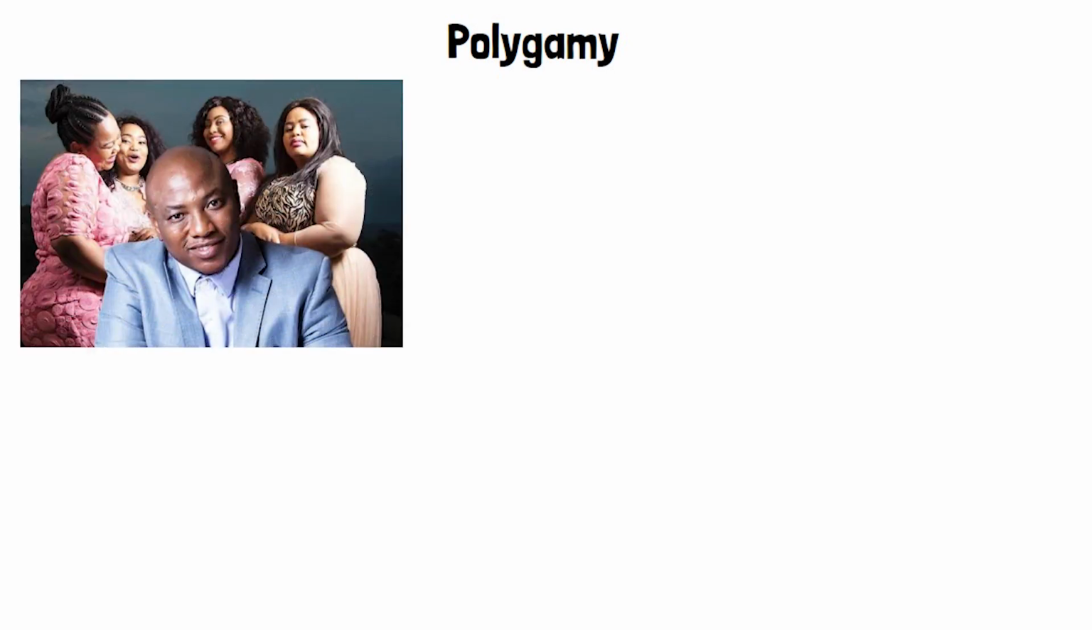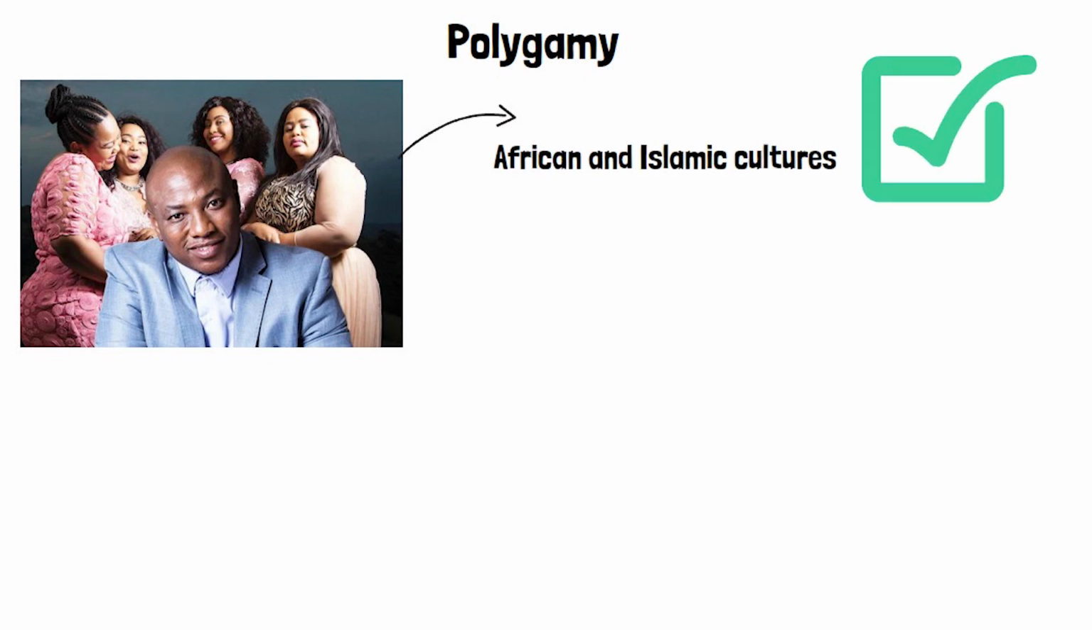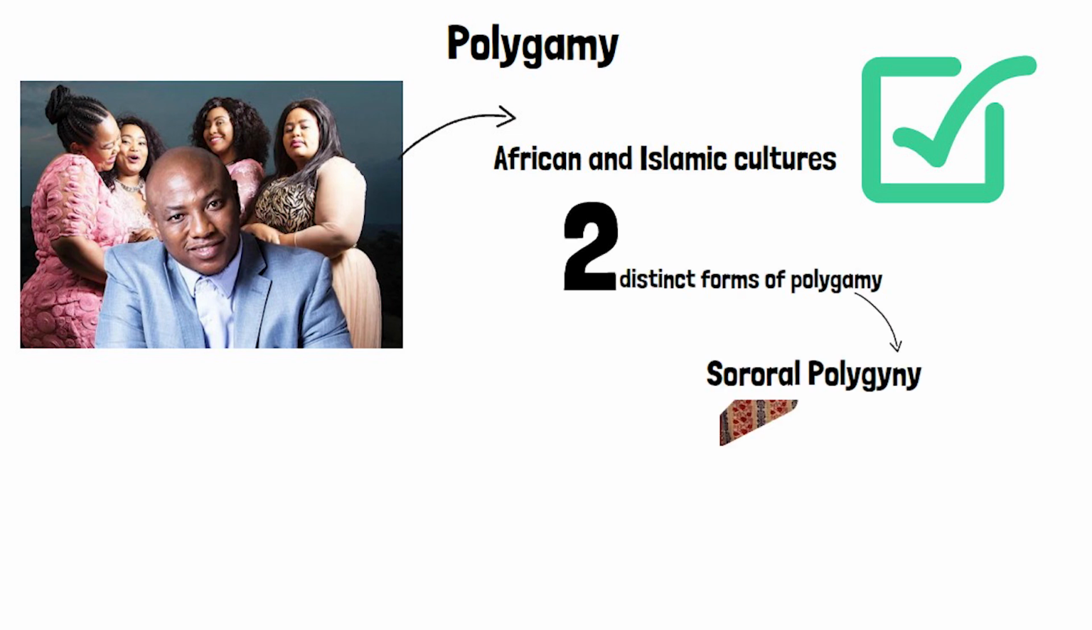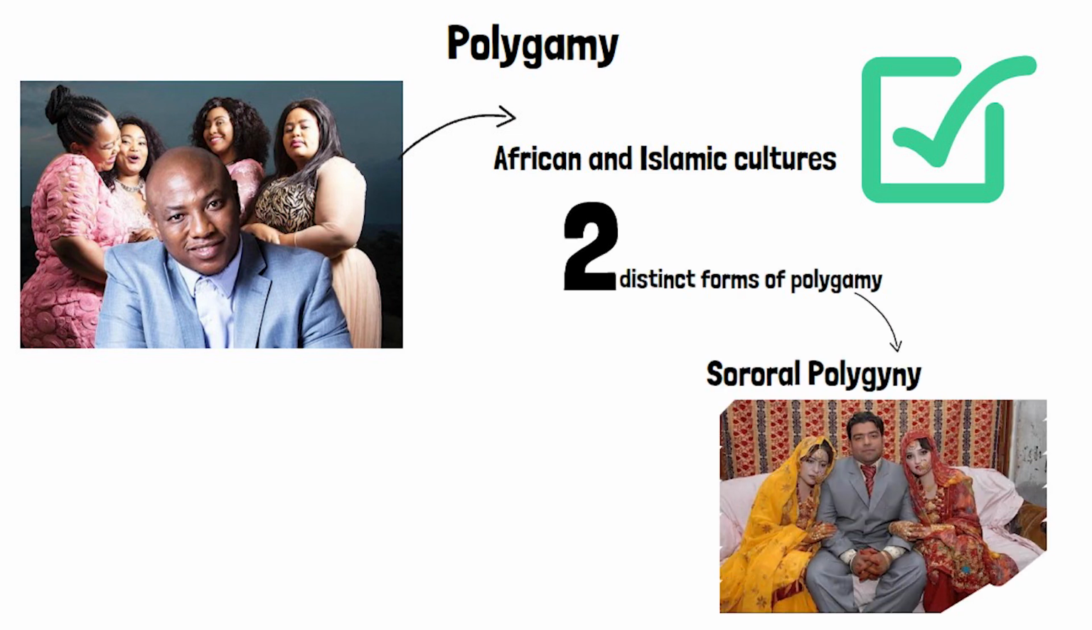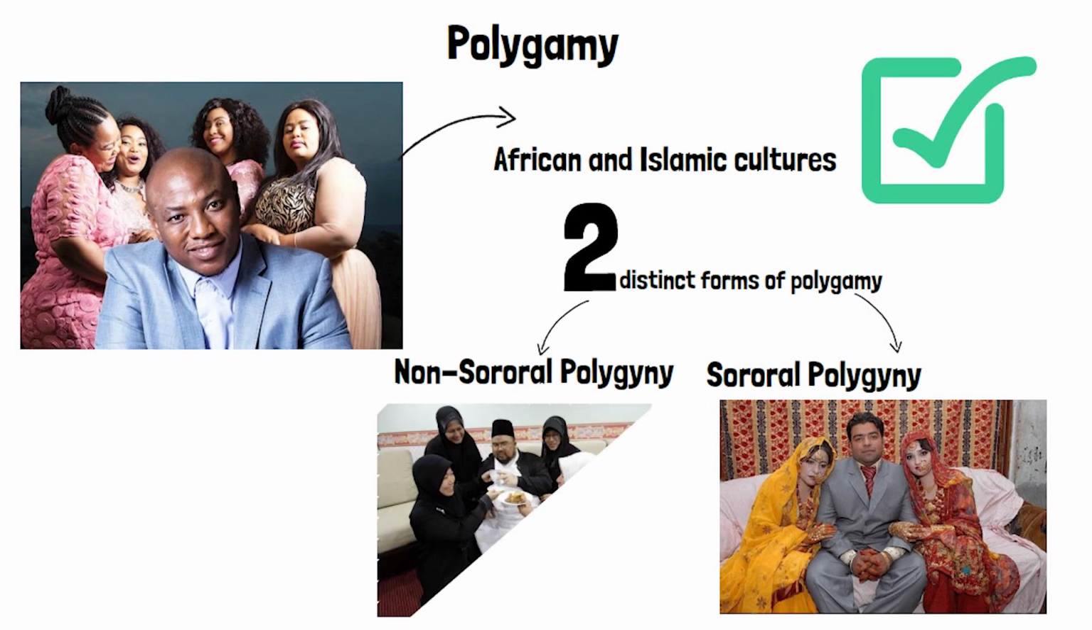Polygamy. When a man engages in polygamy, he marries multiple women at the same time. It is common in some African and Islamic cultures and is legally accepted in these regions. There are two distinct forms of polygamy. In sororal polygyny, the spouses are sisters. In non-sororal polygyny, the spouses are not biologically related.